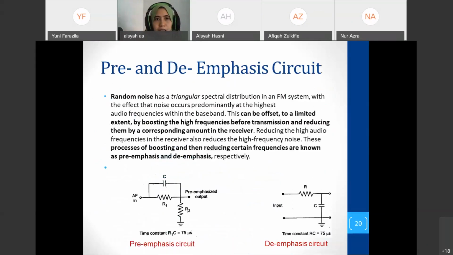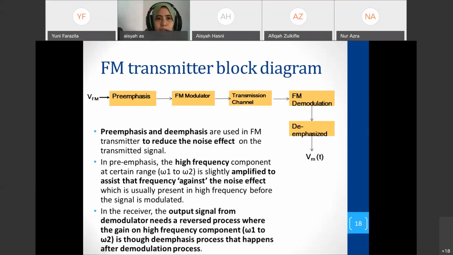The function of the pre- and de-emphasis circuit is because random noise has a triangular spectral distribution in the FM system, with the effect that noise occurs at the highest audio frequencies. This noise can be offset to a limited extent by boosting the high frequencies before transmission and reducing them by a corresponding amount in the receiver. So this is audio. It goes through the pre-emphasis and then the modulation process, goes through the transmission channel, and after the demodulation it also needs de-emphasis.